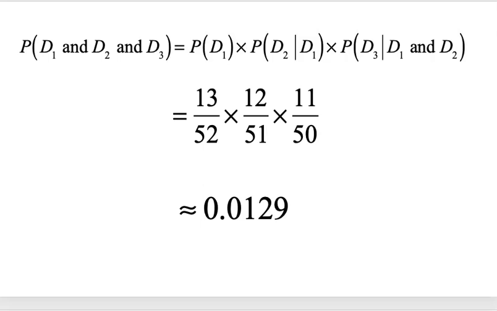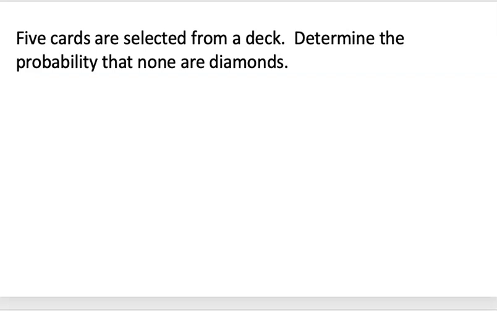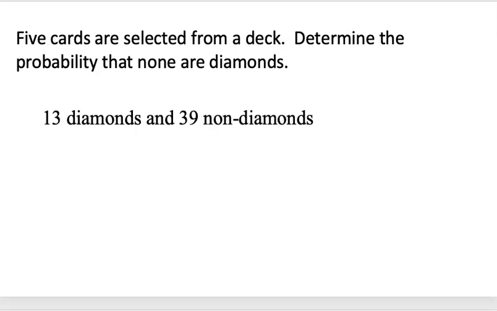Okay, next up. 5 cards are selected from a deck. We want to determine the probability that none are diamonds. First one, not a diamond. Second one, not a diamond. Third one, not a diamond. Fourth one, not a diamond. How are we going to do this? 13 diamonds and 39 non-diamonds.